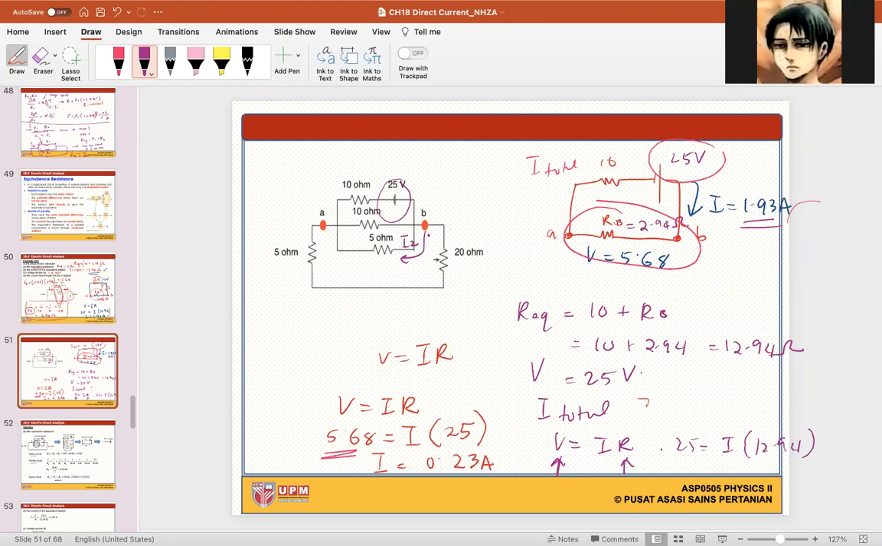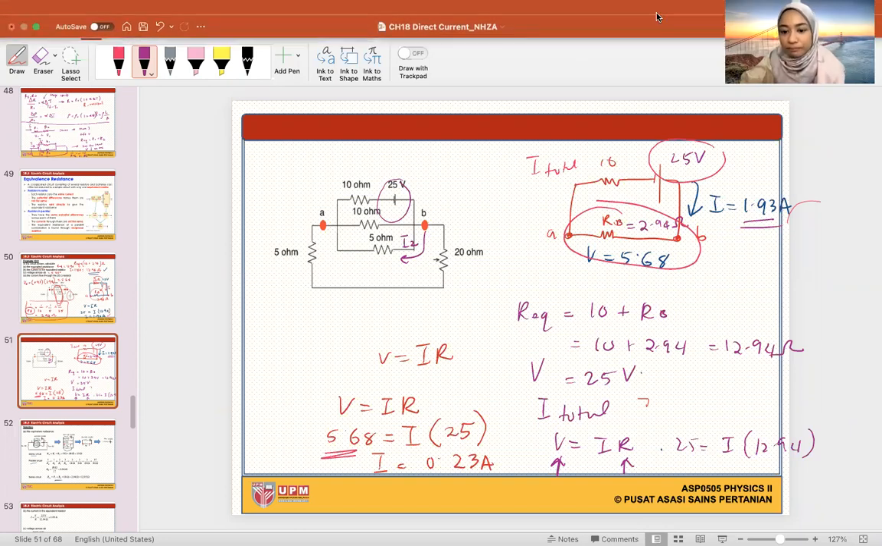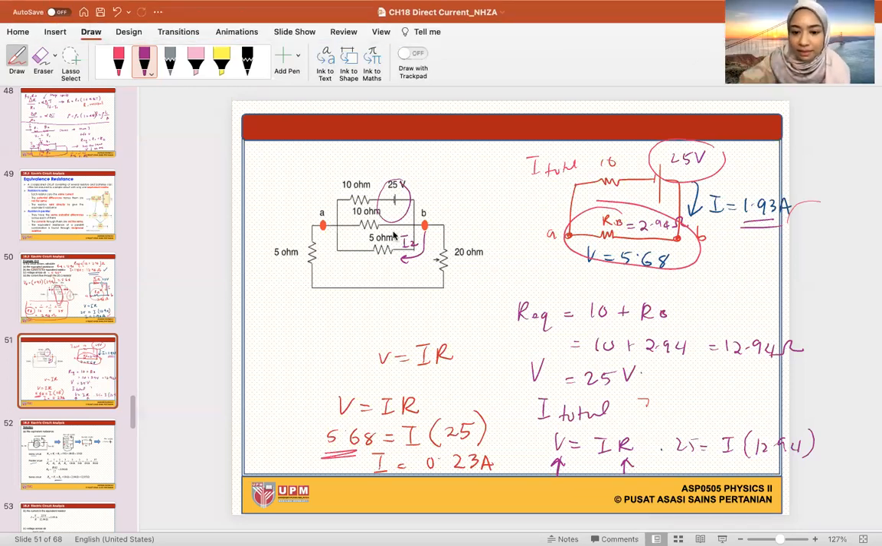Kenapa saya tak dengar korang? Oh, ada chat. Okay, let me see the chat. Doktor. No, I did not mute. Tadi saya dengar nut mango. Okay, cuba try again. Doktor? Doktor, kami dengar semua. Doktor, betul. Oh, my speaker. I see. Sekejap, eh.